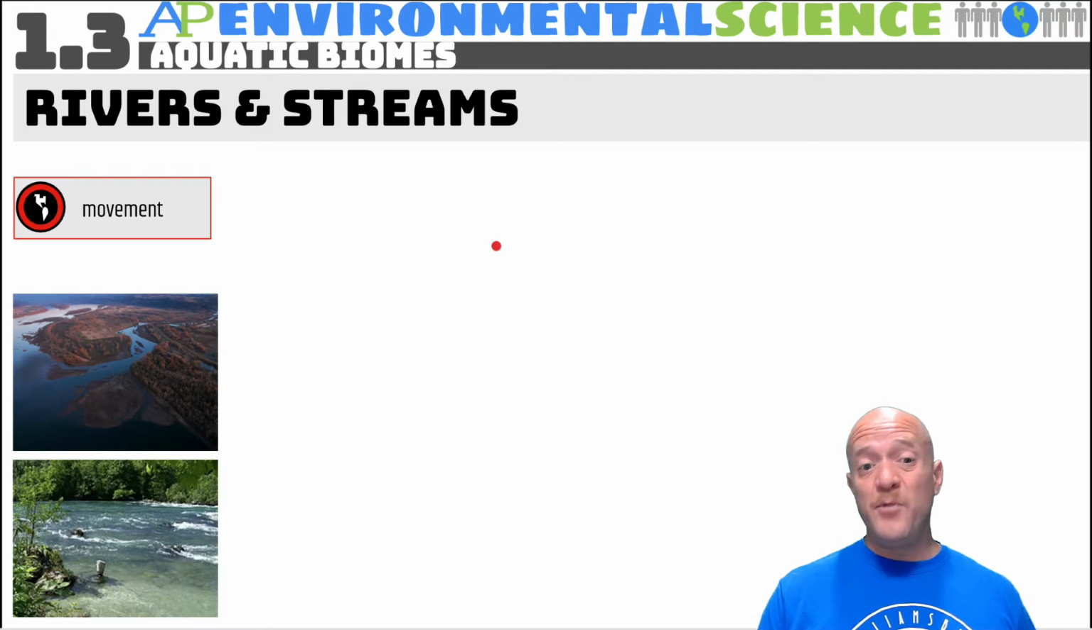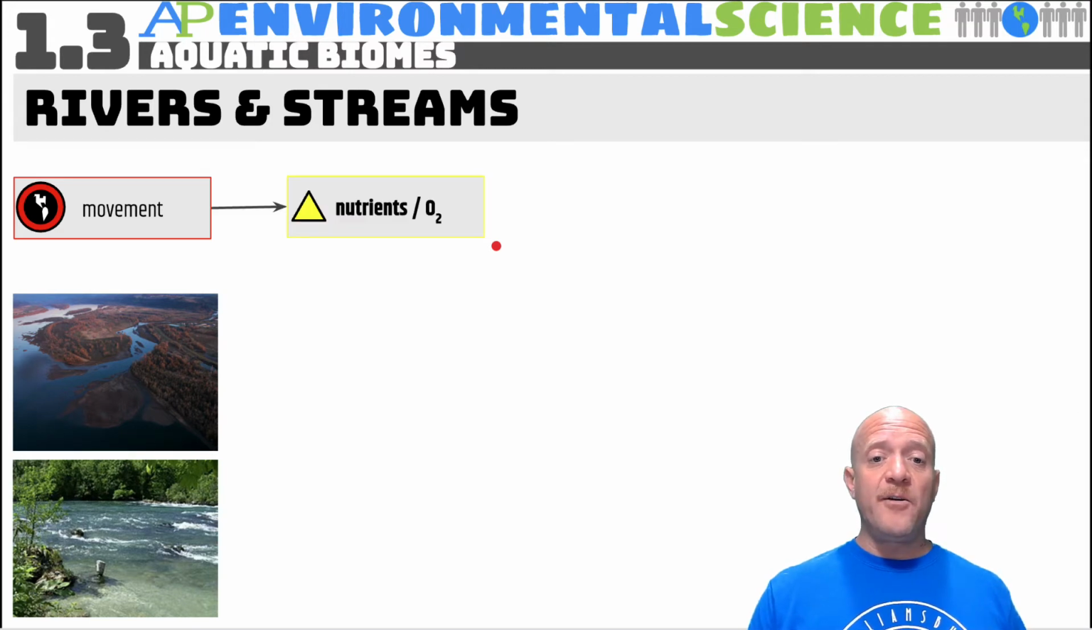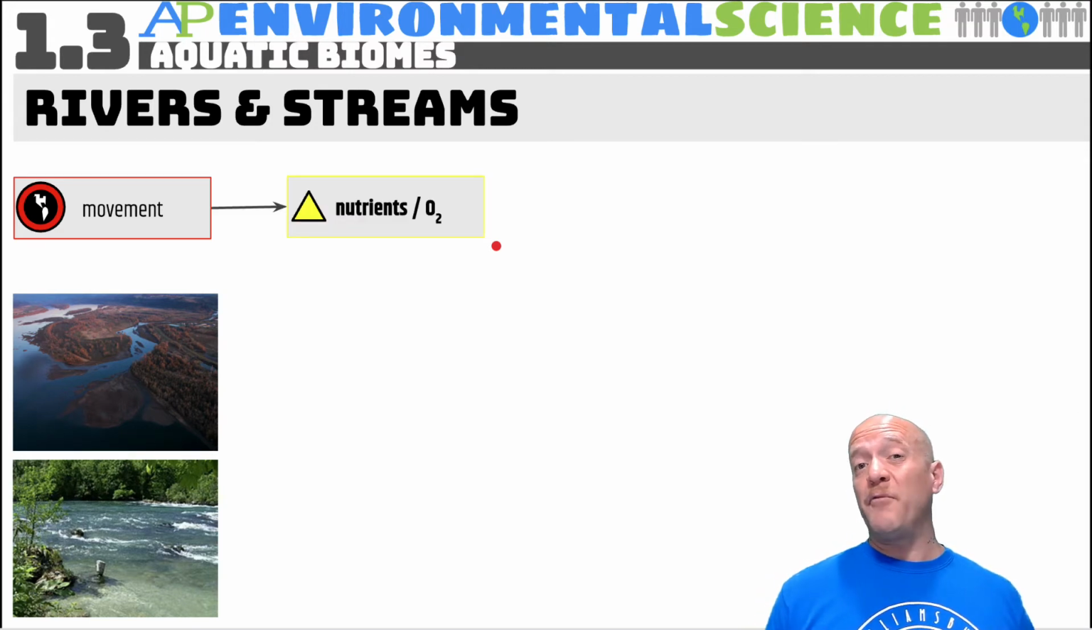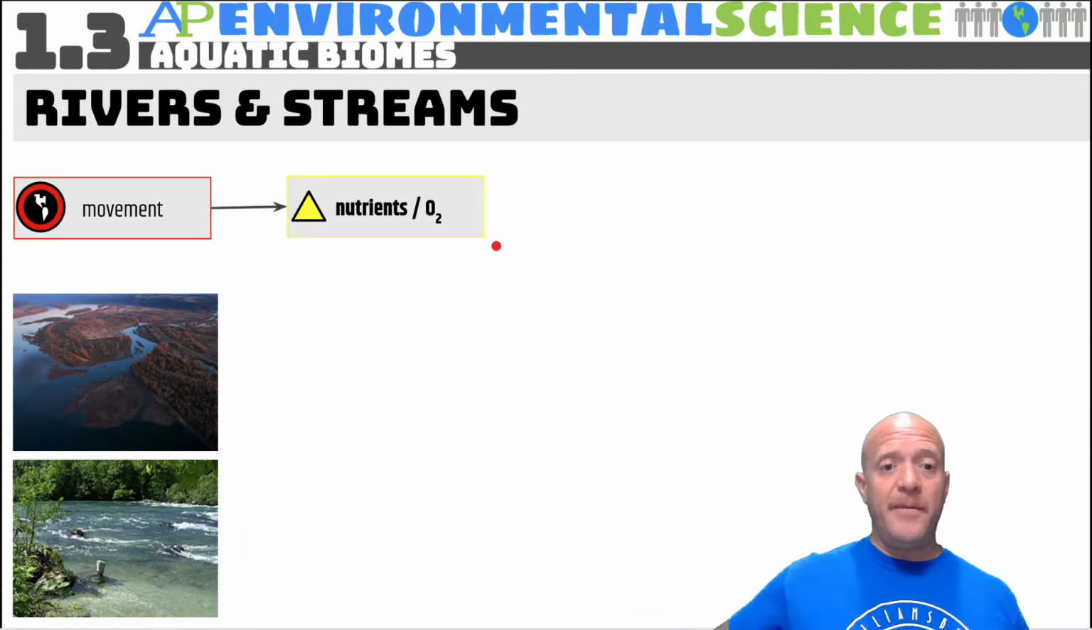Okay, so we have rivers and streams. Rivers and streams are moving. Typically, a river is going to be larger than a stream. There is no real distinction between what makes something a river and what makes it necessarily a stream, but typically it would be related to the size. Now, there are going to be nutrients if it is moving quite rapidly. There will be nutrients that are building up.